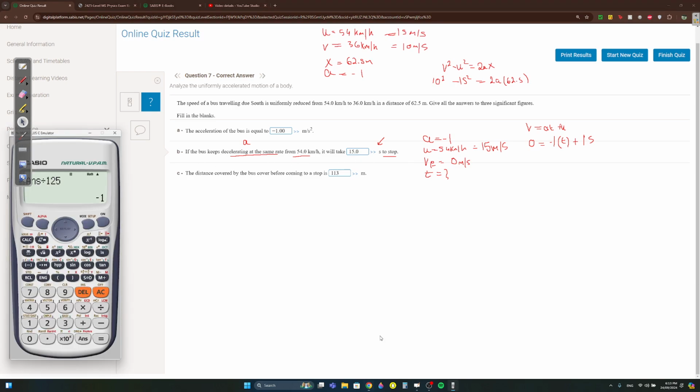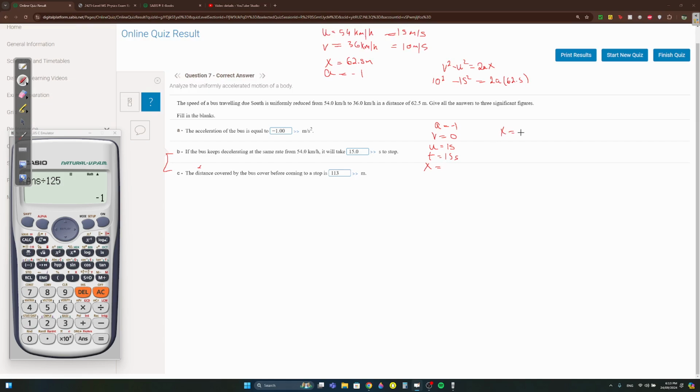The distance covered by the bus before coming to a stop. Very easy. I'll erase this a bit. We want to find now the distance. What do we have? It's the same, right? We said that A is negative 1, V is equal to 0, and U is equal to 15 meters per second. We use 54 kilometers per hour, we're using meters per second. We know that the time now is 15 seconds to stop. How long is the X? The distance.